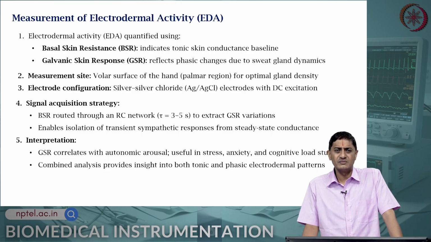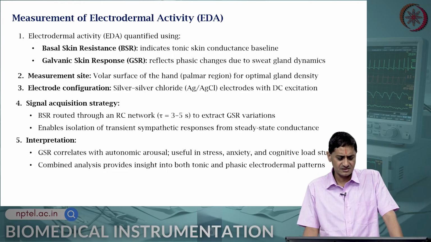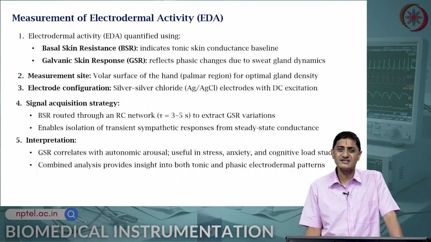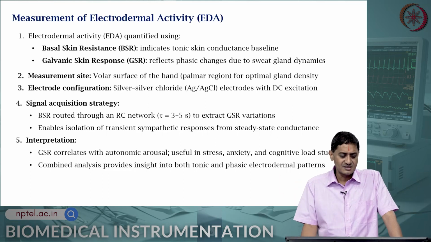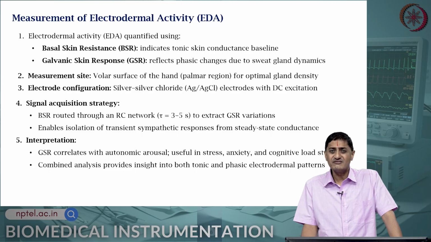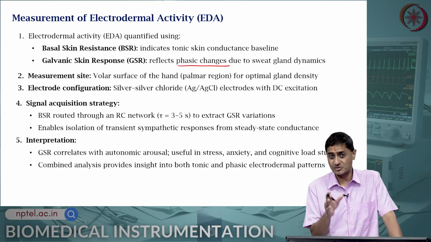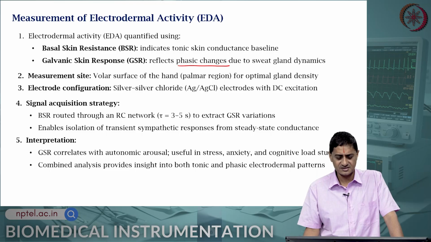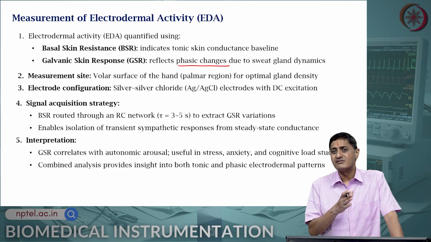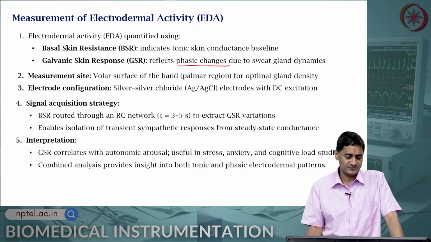So, this electrodermal activity is quantified using the basal skin resistance, which is essentially the tonic. Tonic means steady state skin conductance, which is the baseline. So, this is the steady state. Tonic means steady state, phasic means something that is transient. Galvanic skin response reflects the phasic changes, as opposed to BSR, which is a tonic response. Galvanic skin response is a phasic change due to dynamics of sweat glands. Note that the sweat gland activity is relatively open loop from the viewpoint of the human body.